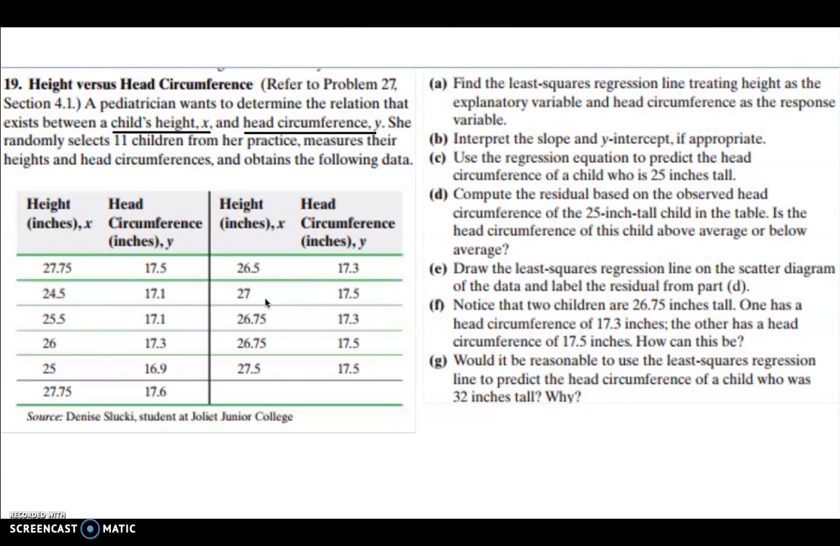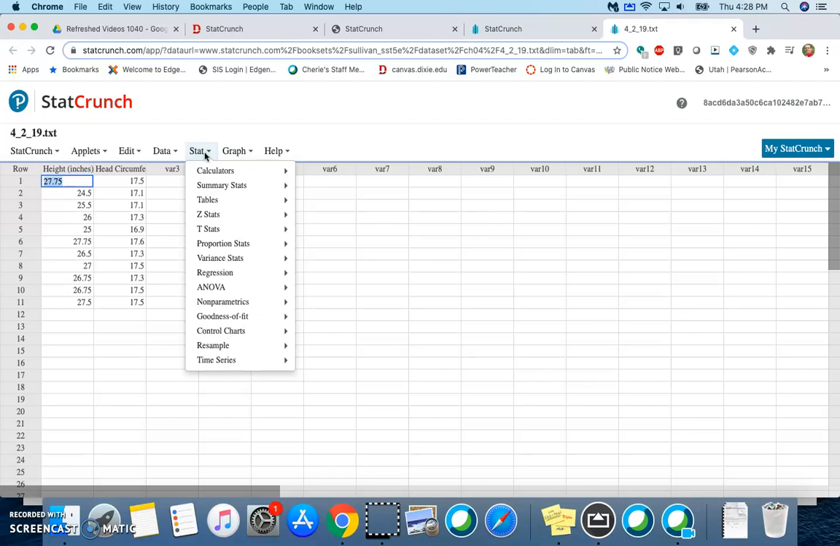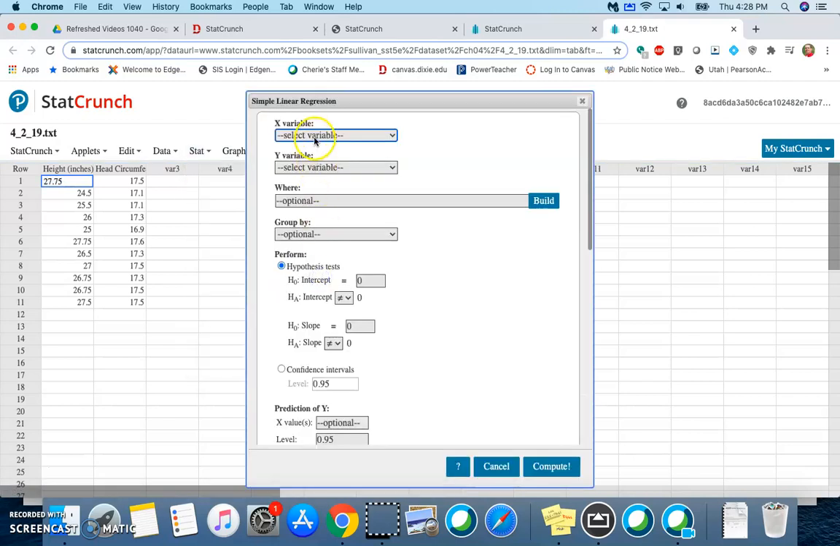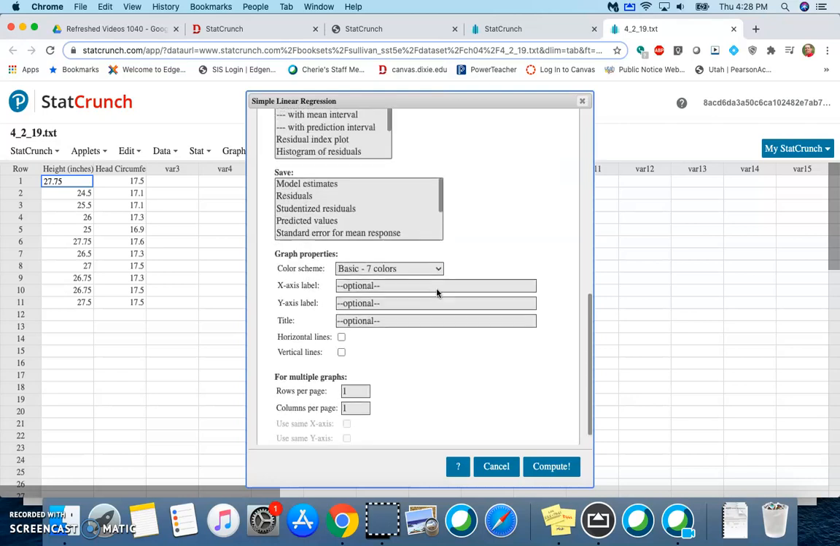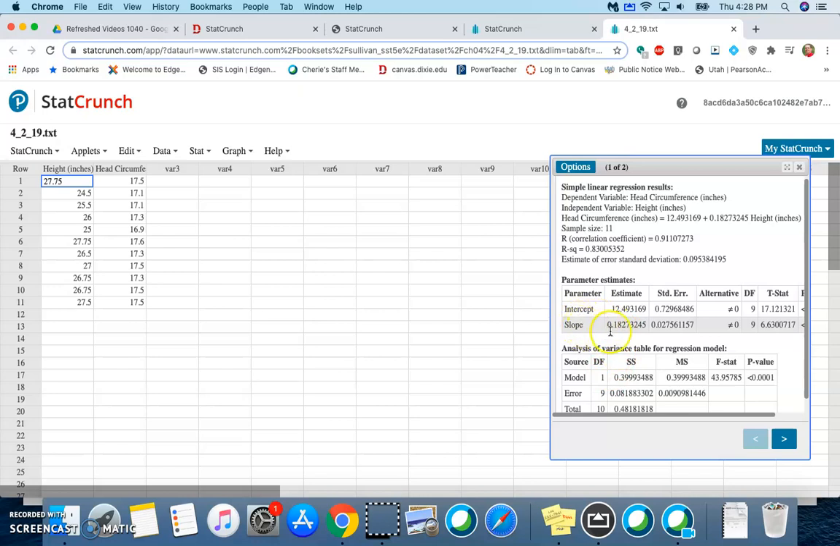Okay, the first thing we want to do is find the least squares regression line. To find it, we're going to do this in StatCrunch. So I'm going to show you how to do this. We've got all of our data right here. We are going to go into Stat, Regression, and this is a simple linear regression. X, we were told, was the height, our explanatory variable. Y, our response variable, was head circumference. We're going to compute, and you can see right here, here's our slope, here's our y-intercept. And you can see we have the head circumference, which was y, equals the y-intercept plus the slope times the height.